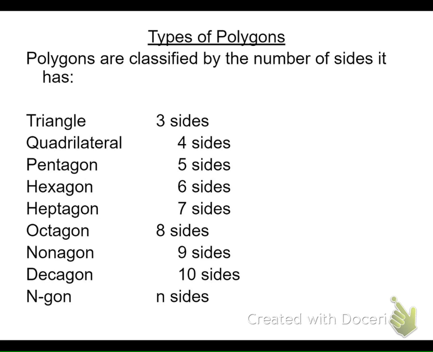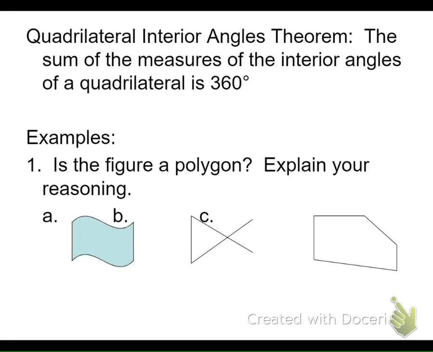Okay, so the Quadrilateral Interior Angle Theorem is that the sum of the measures of the interior angles of a quadrilateral is 360. So before we had 180 for triangles, but 360 for quadrilaterals. And then we wanted to identify if these figures are a polygon. So our first one up, are the sides formed by segments? No, so not a polygon.